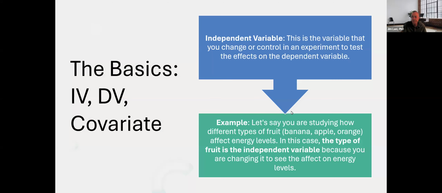Basics of types of variables. There's an independent variable. Typically, the researcher controls or manipulates that and says, I want to look at runtimes by age group. The researcher selects that. By sex, the researcher selects that. By country, the researcher selects that. So typically, the independent variable is under the control of the researcher.